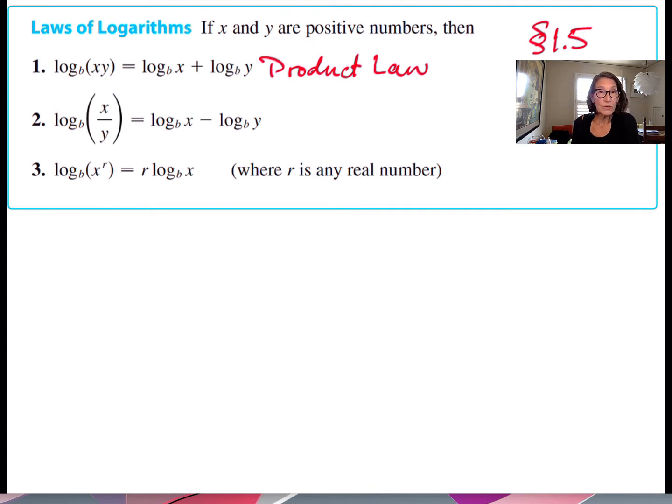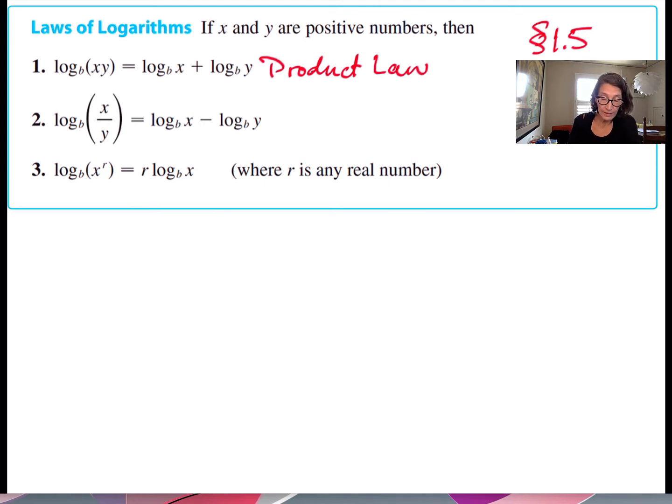So suppose x is b to the m, and suppose y is b to the n. When you multiply b to the m times b to the n, you're just getting b to the m plus n, right? You're just adding the exponents. So that's what the product law is. It's just the product law for exponents in disguise.